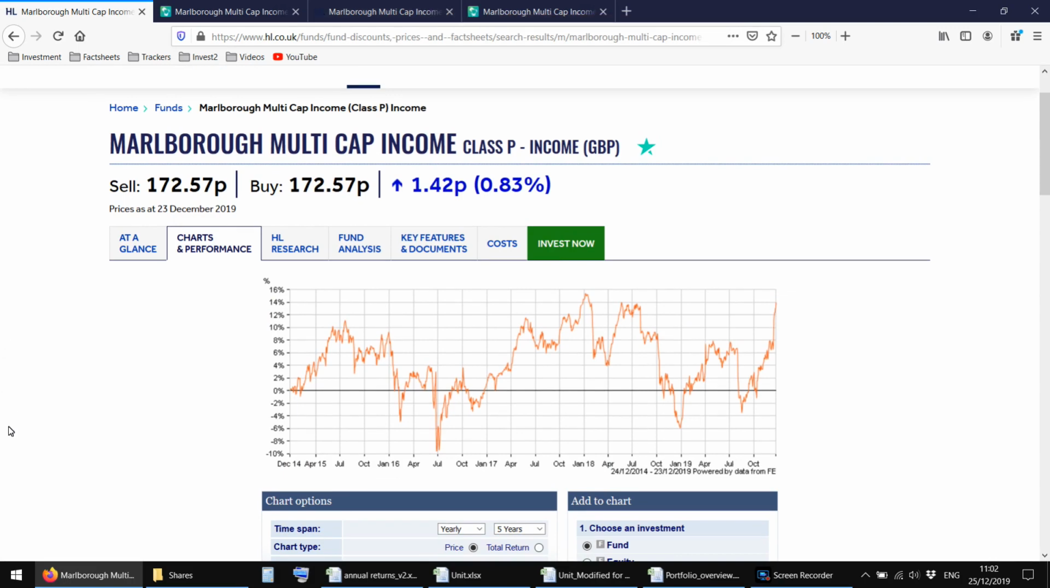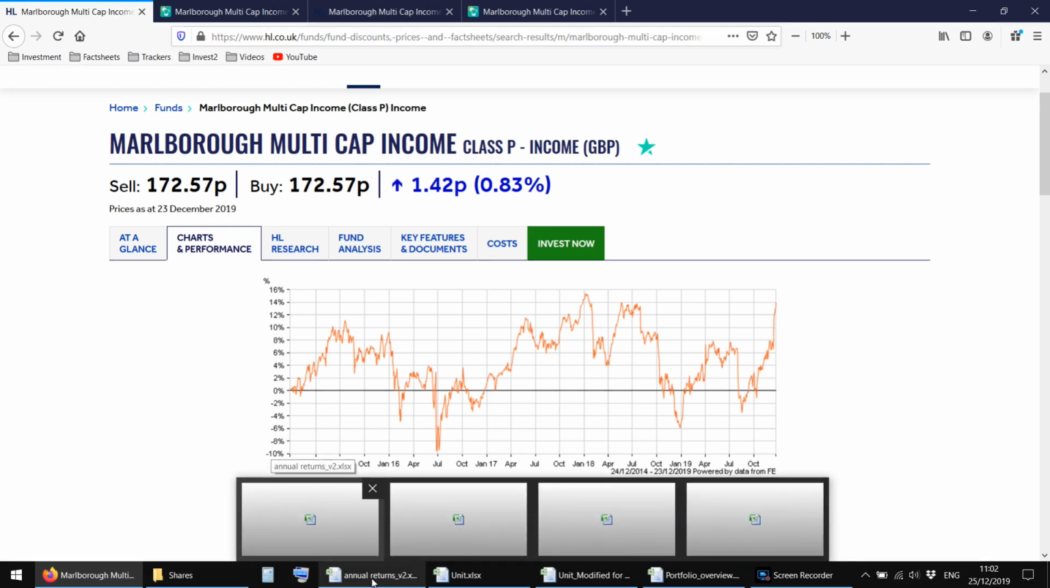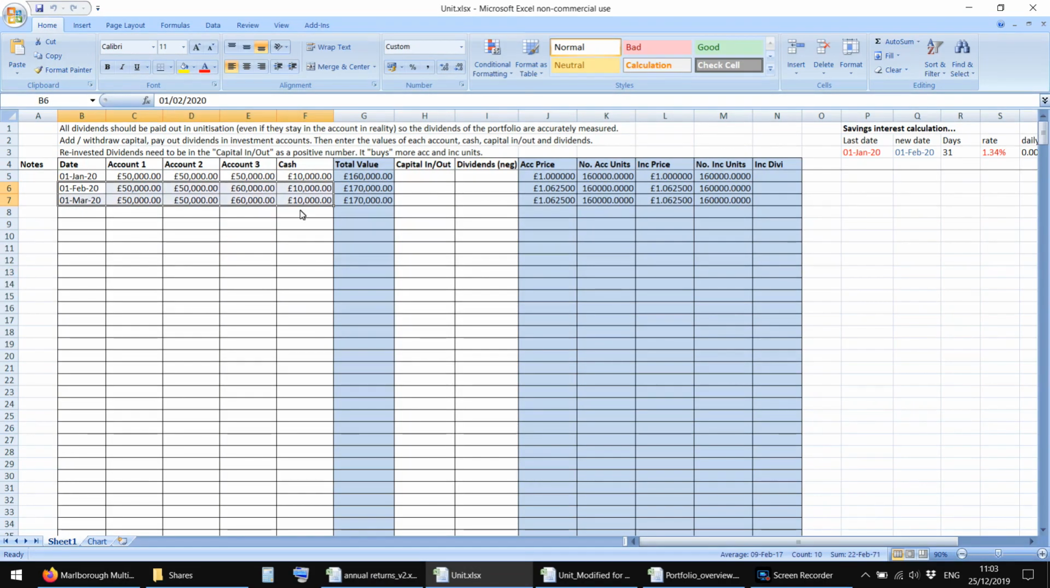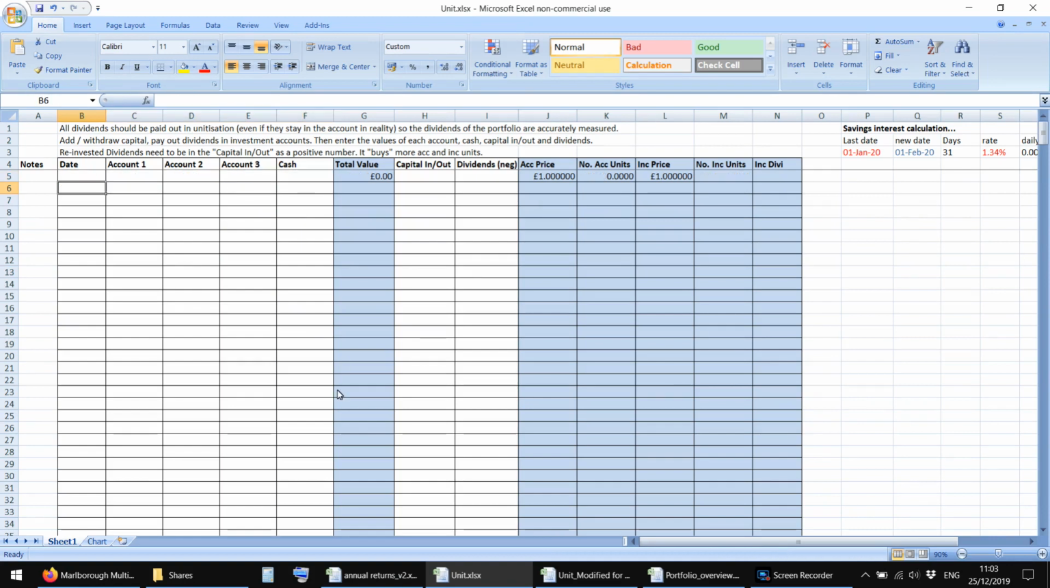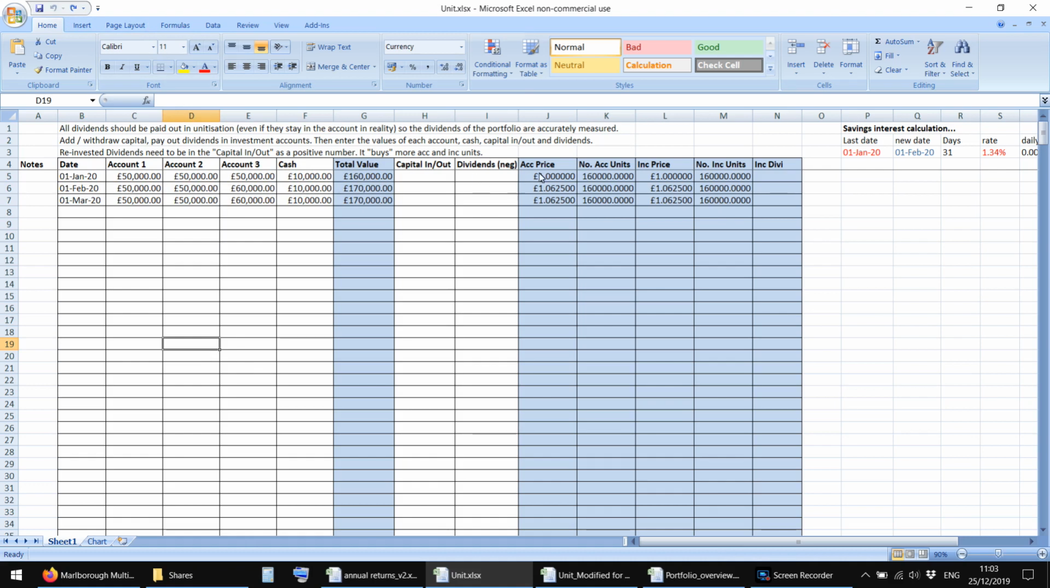So what I've done is create a spreadsheet which I am using to record the performance of my portfolio. What you'd start off with is blank. You enter the white cells, and the blue cells you don't touch, they get calculated automatically. If I undo what I've just deleted, you can see the first row is different from the others. The first row sets the accumulation price on the start of your portfolio, the first date.